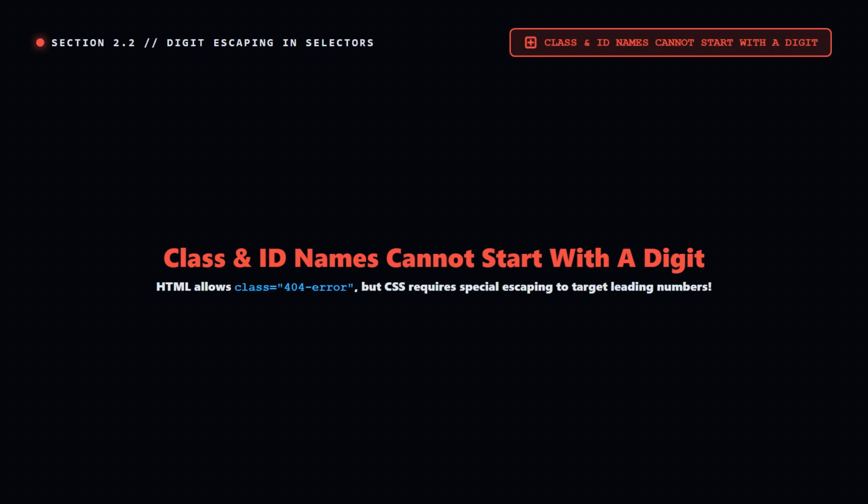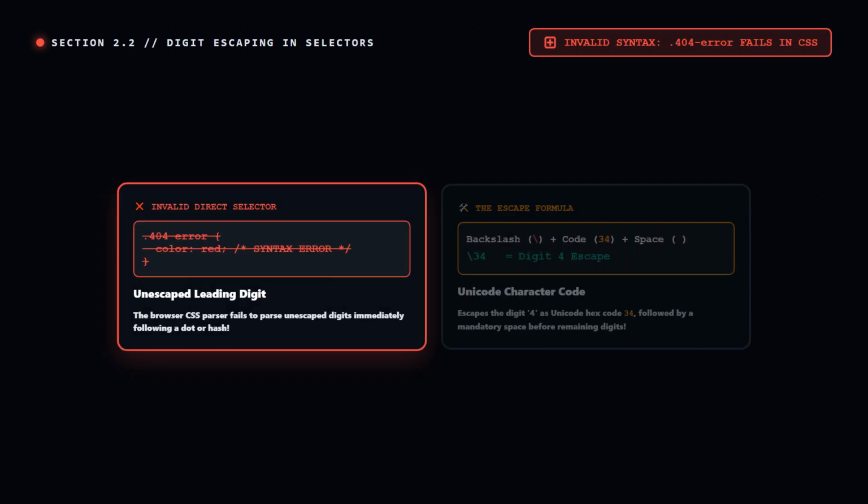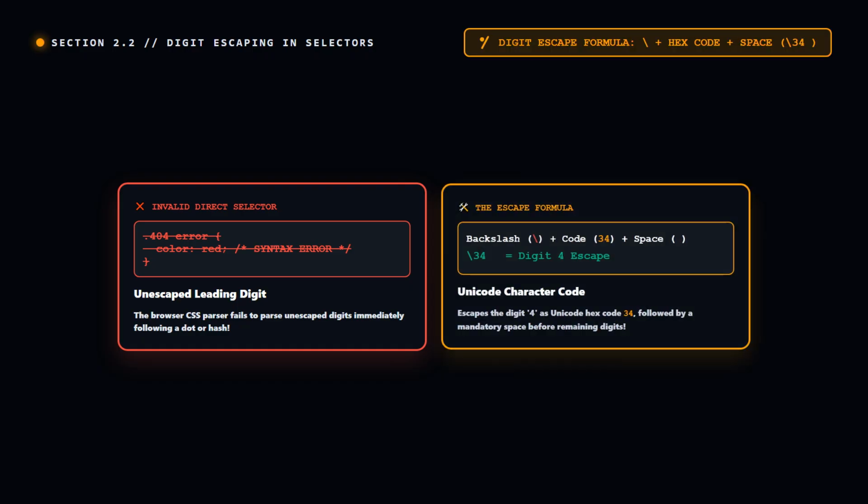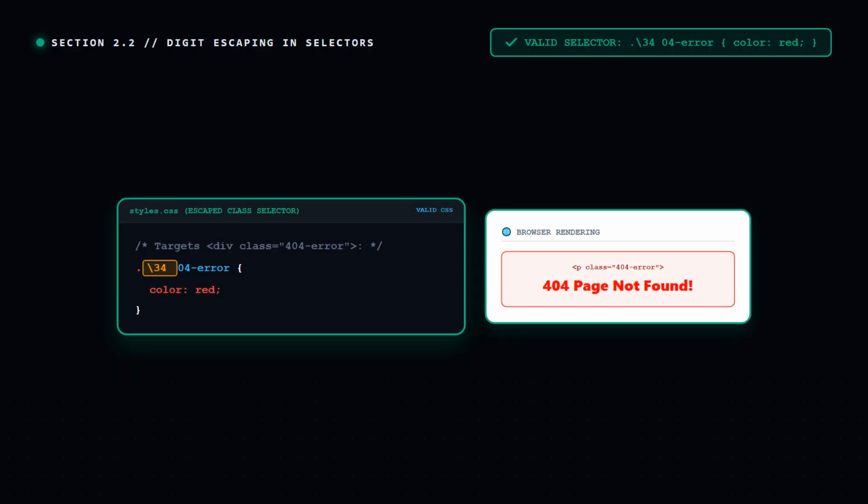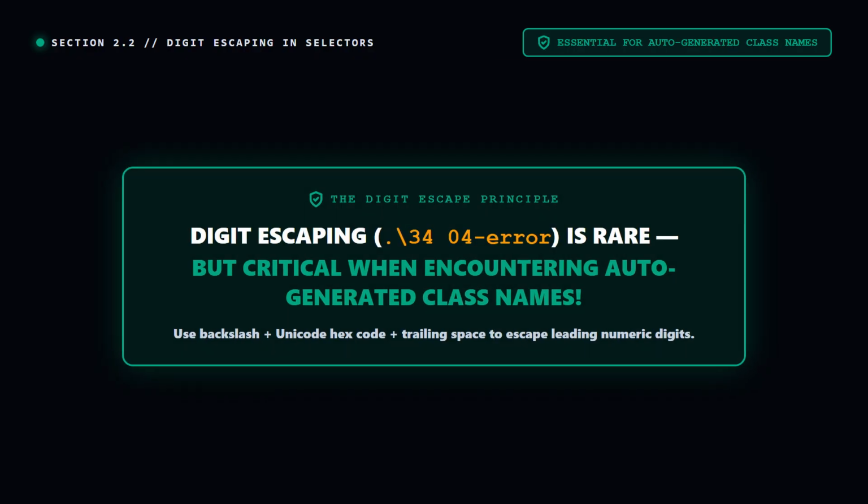Class and ID names cannot start with a digit. If you have a class like 404-error, you cannot just write .404-error. You must escape the first digit. You do that with a backslash, then the number's code, then a space. For the digit 4, the escape is \34 followed by a space. Then you continue with 04-error. So the full selector is .\34 04-error { color: red; }. This is rare, but good to know if you ever encounter auto-generated class names.